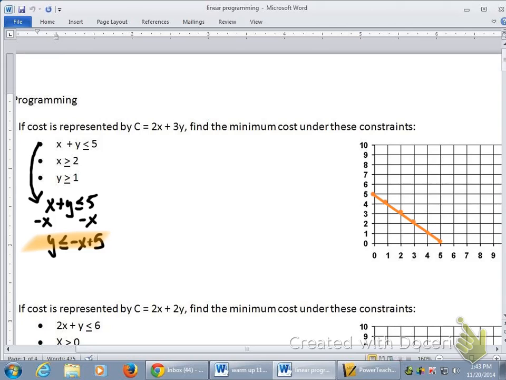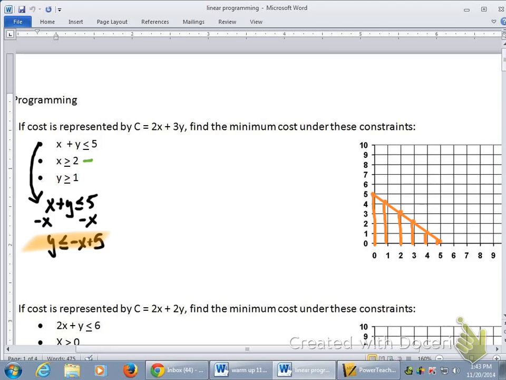Alright, now I went ahead over to the side here and graphed that, negative x plus 5. Of course I start at 5, down 1 to the right. Solid line. And which way am I going to shade that? Correct. Alright, so that's the first inequality.